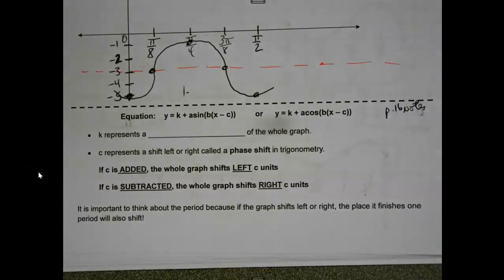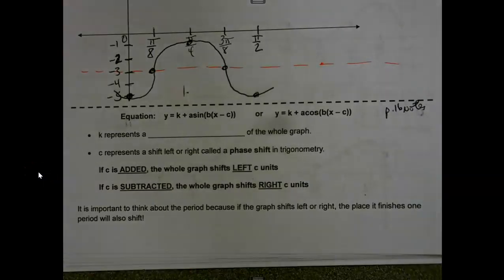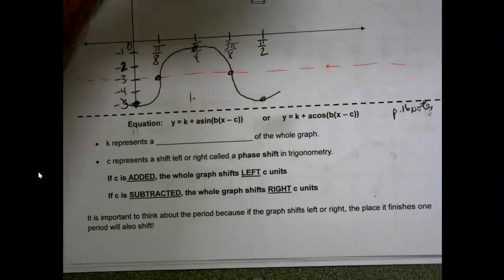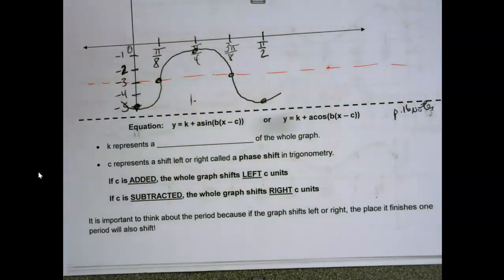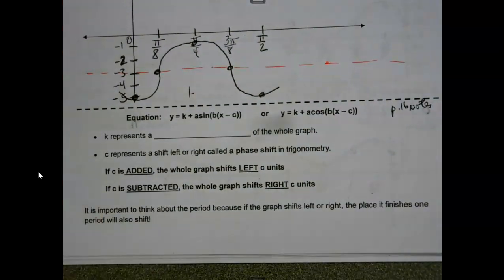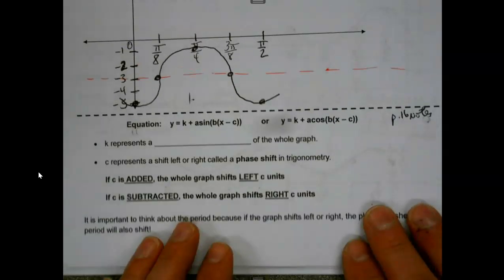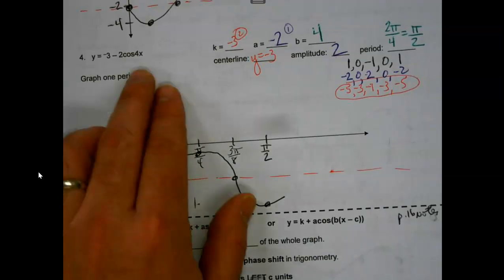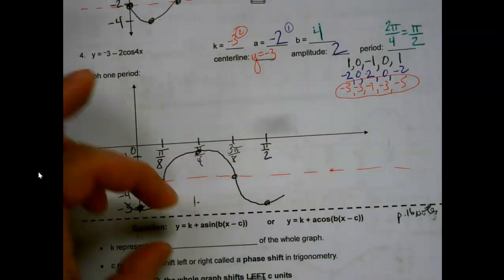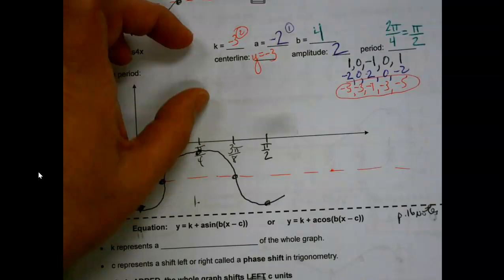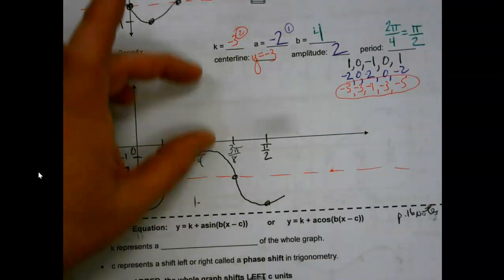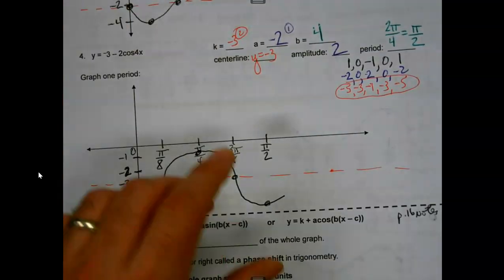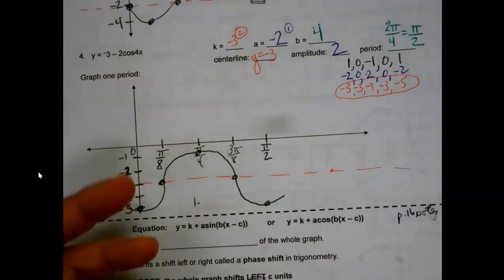Right, ladies and gentlemen, we are going to knock out today the second half of lesson 6.15. Yesterday, we chatted a little bit about the K value, which directly connected with our center line, which was vertically shifting our graphs up and down, okay? If it was negative, we shifted down. If it was positive, we shifted up.